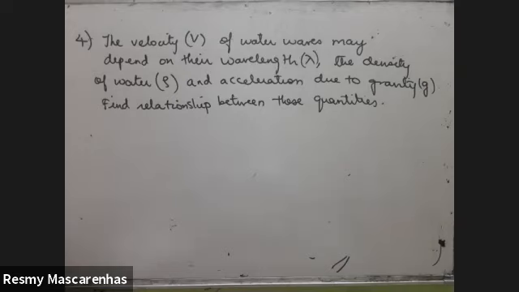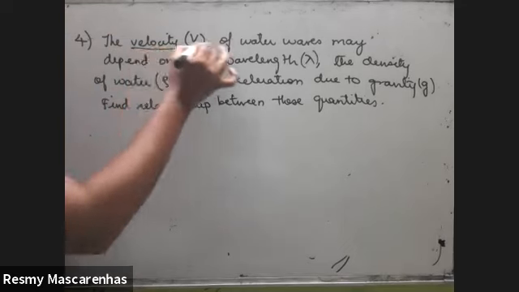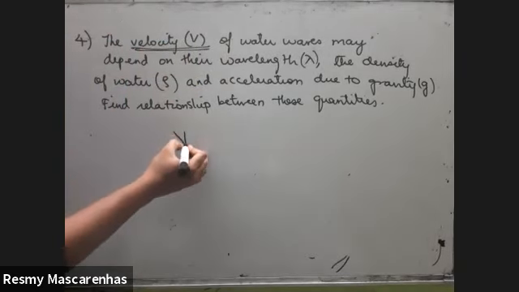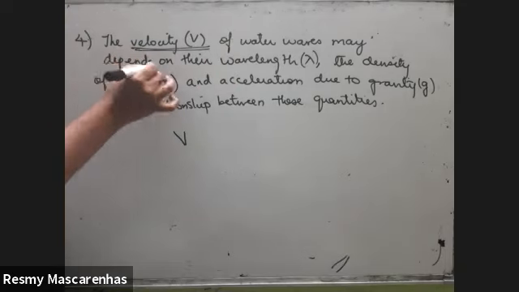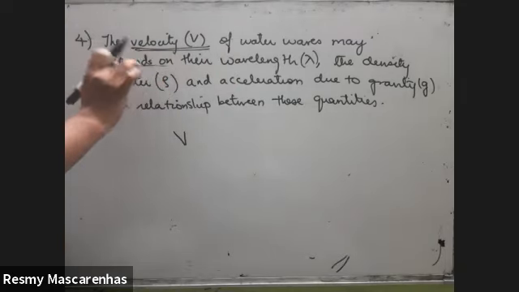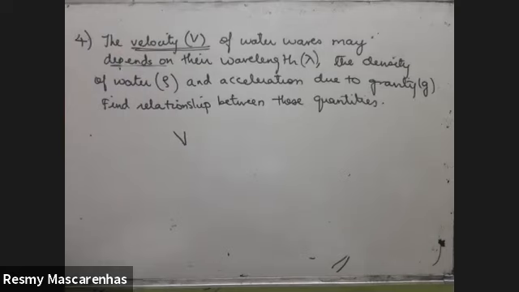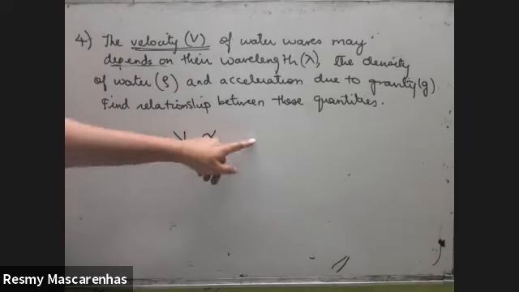So you will always start with one physical quantity. On the left hand side, there will be only one. What they are saying is the velocity v, so v will come this side. Depends on or proportional to. Suppose the word is saying proportional to, it means the same. So depends on means you have to put a proportional sign. So velocity depends on something else this side.